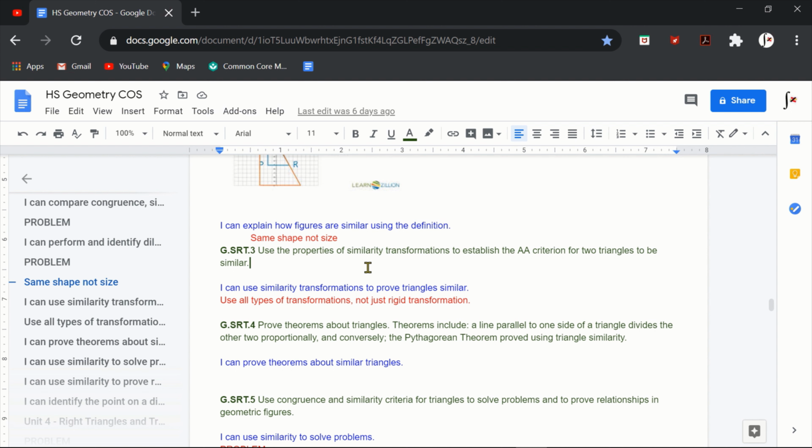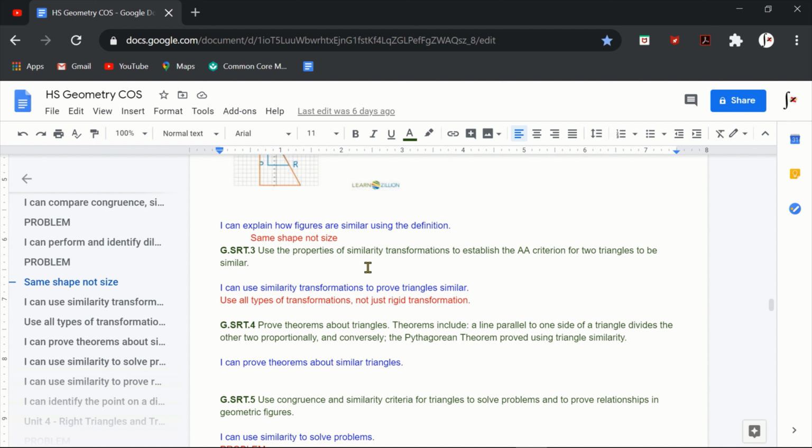In this video, I will be explaining a few I Cans in the similarity unit. So I can explain how figures are similar using the definition. Well, the definition of similarity is basically same shape but not size. As you know from my previous videos, the sides are proportionate. They're the same shape, like a square or something. They have the same properties, but not size. So there's a ratio between the sides.